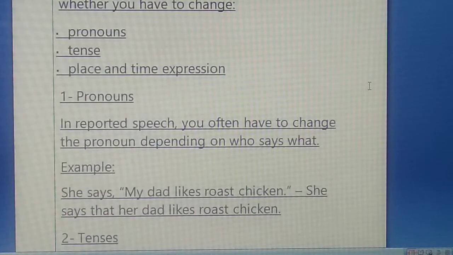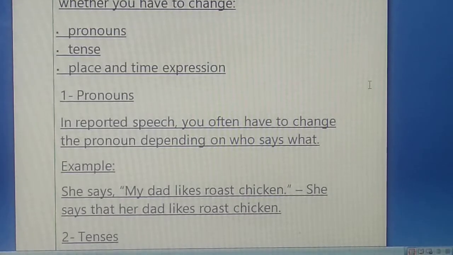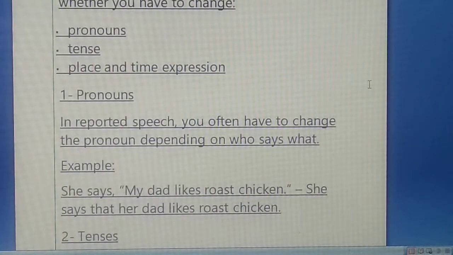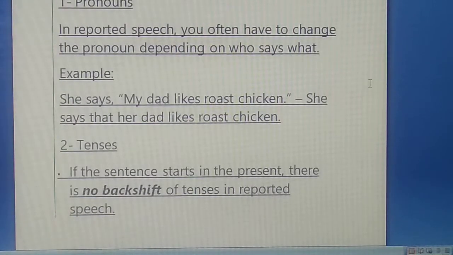Pronouns. In reported speech, you often have to change the pronoun depending on who says what. So it depends on that. On what? Who says what? Example. She says, my dad likes roast chicken. She says that her dad likes roast chicken.